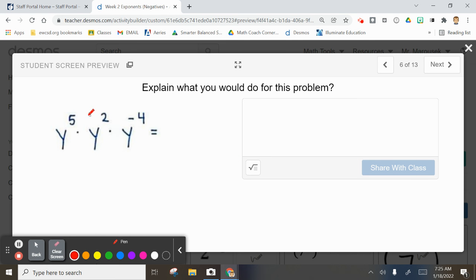You could do it that way, or for this one, it's kind of a cheat code. You could just add across. 5 plus 2 is 7. 7 minus 4 is still going to be that 3. So that's also another way you could do it. And in math, there are so many times where you're going to have multiple ways to solve something, all right? So don't freak out on that.